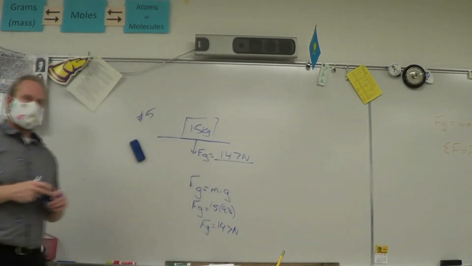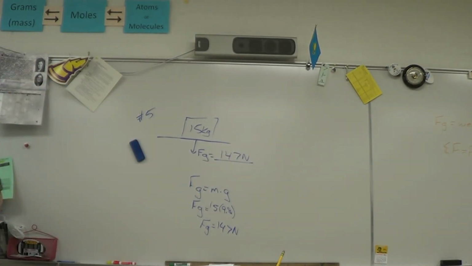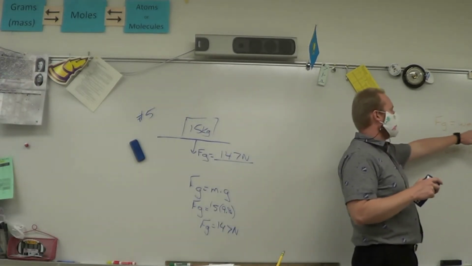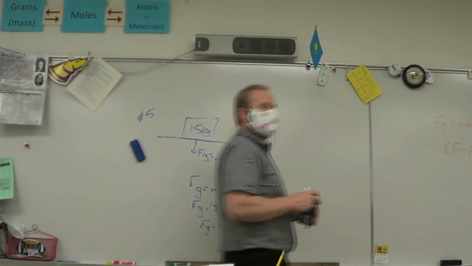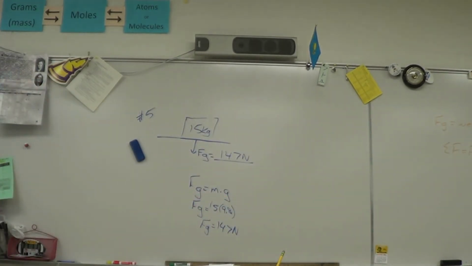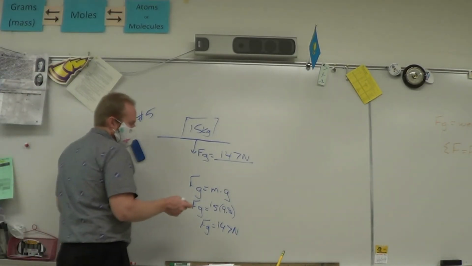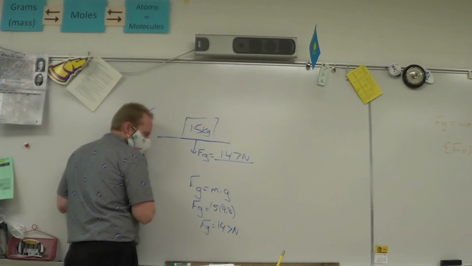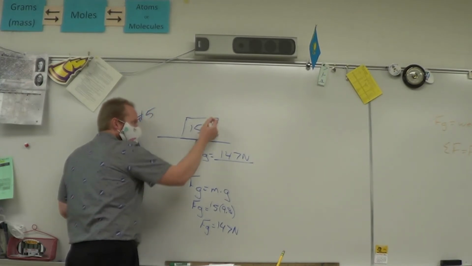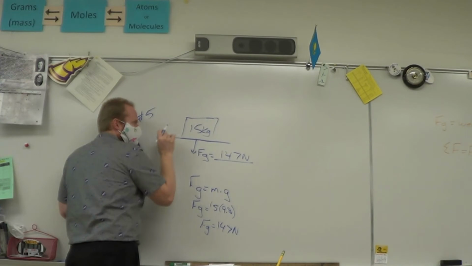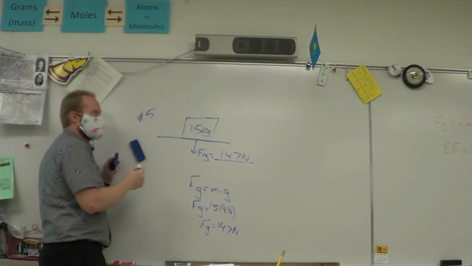What is the weight of this object? 147 newtons, right? Because force of gravity and weight equal each other. It's the exact same thing. What is the mass of this object? 15 kilograms. What is the gravitational acceleration on Earth? 9.8. That's g. So here is our force of gravity. Now, normal force is mentioned, yes, there is. Let's come back to that in a second.